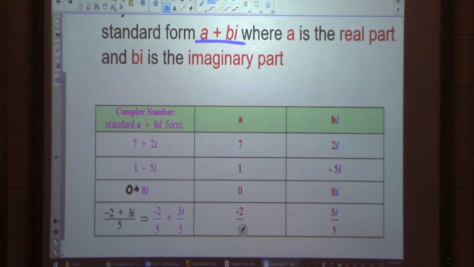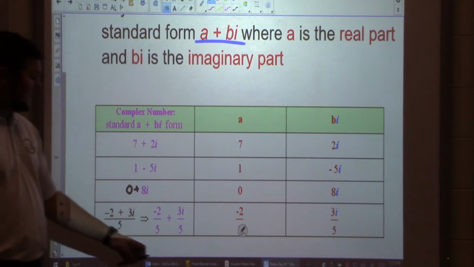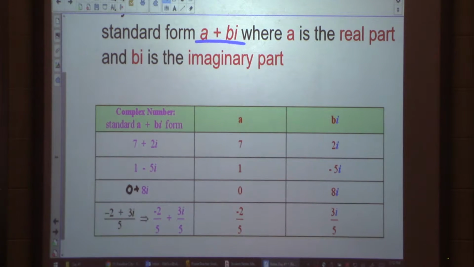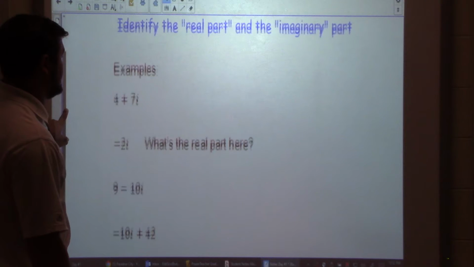And lastly, if we have fractions, you break it up into 2 fractions. Negative 2/5 would be the real part. 3i over 5 would be the imaginary part. Pretty simple. If we look at these 4 examples.